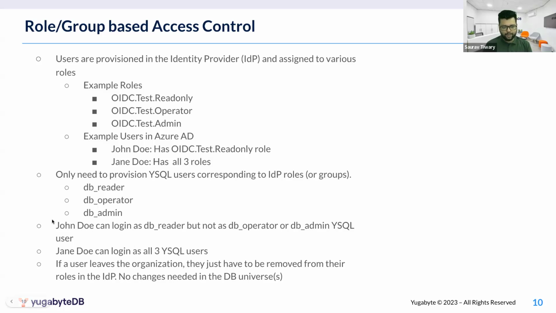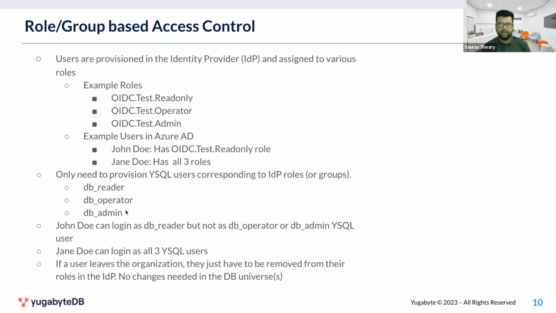Okay. And once you do all of the setup, and I'll show the setup in a next slide, the intended final goal is that John Doe, because John Doe has this read-only role, he should be able to log in as DB reader, but he should not be able to log in as DB operator and DB admin. Okay. And while Jane Doe, because she has all three roles, she should be able to log in as any of these users.